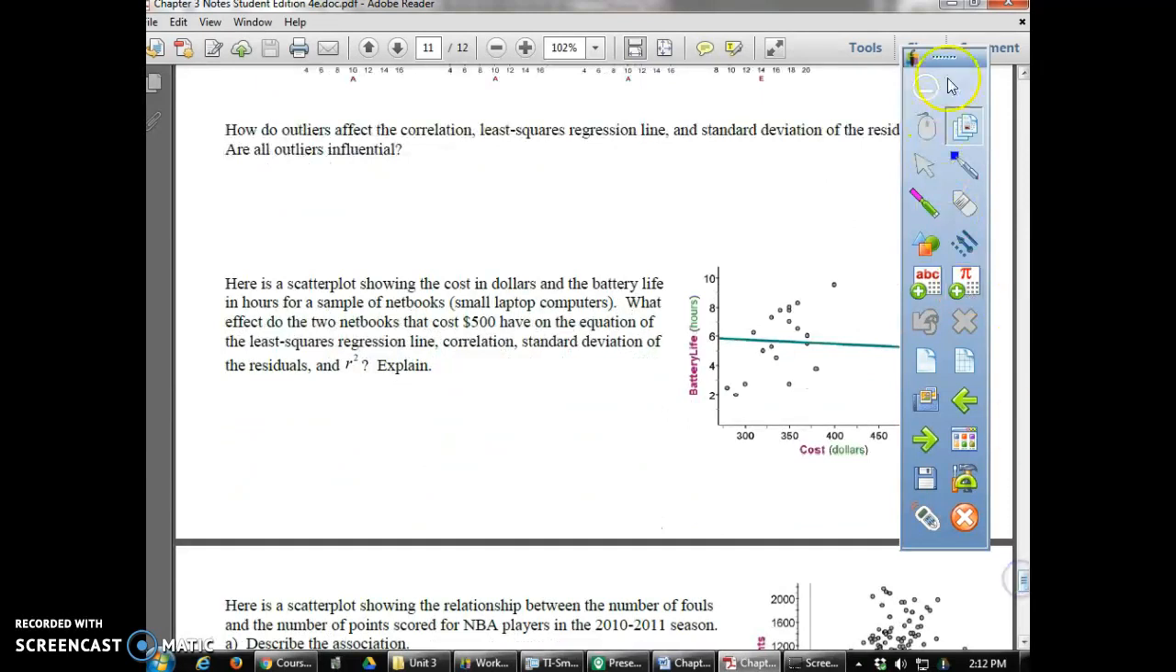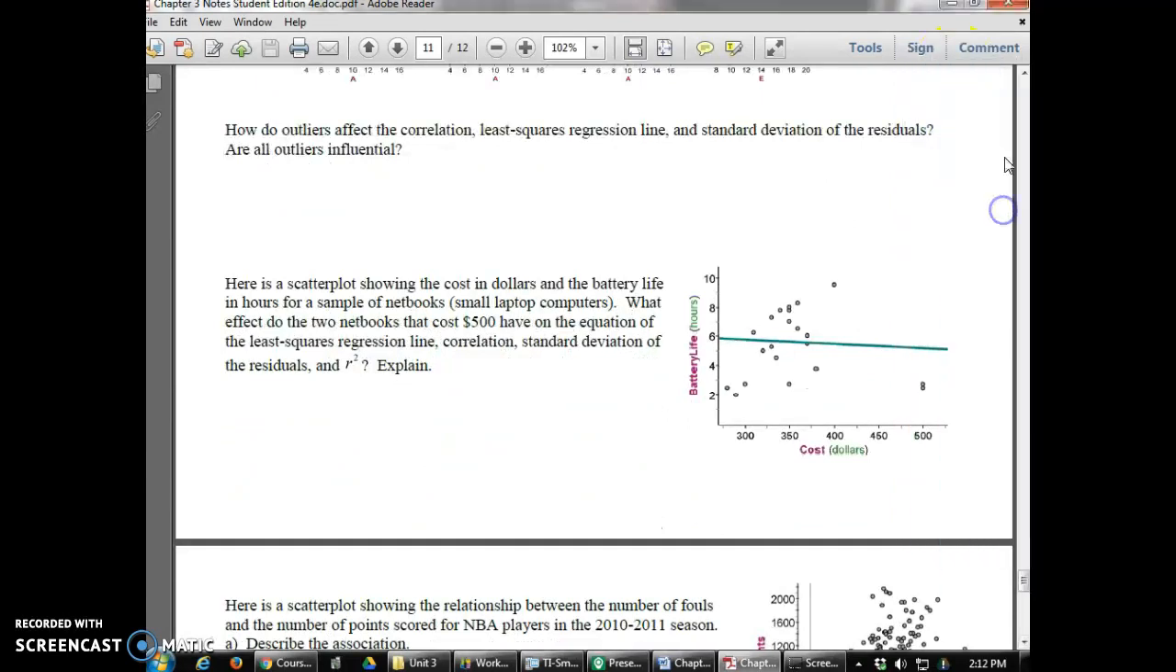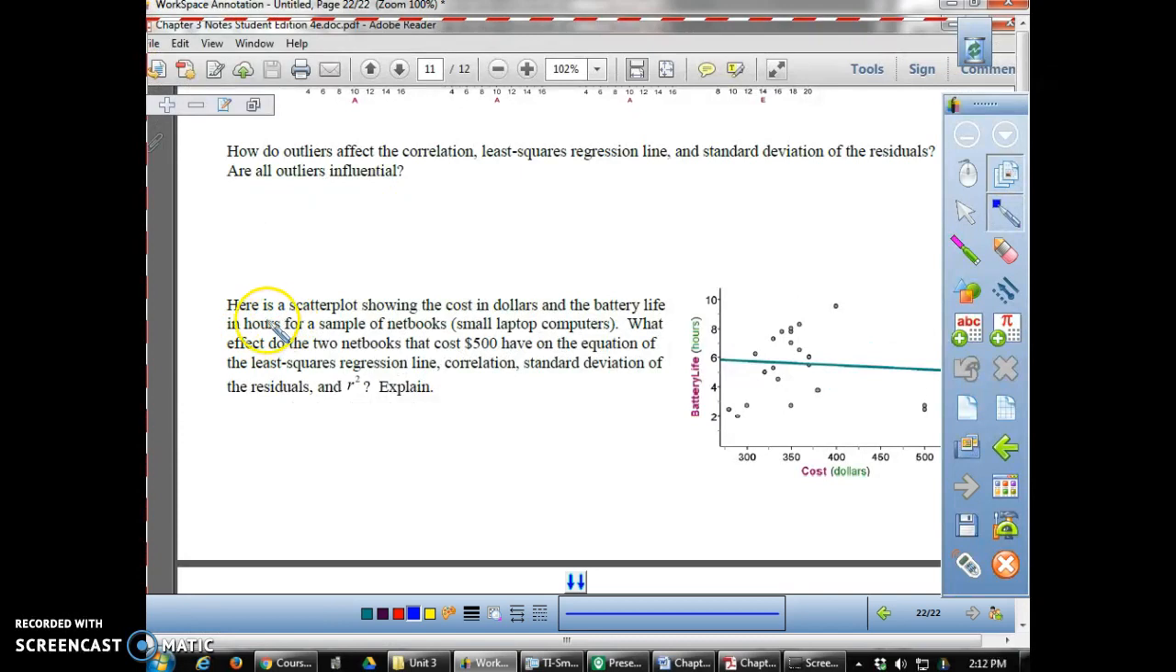So here's a scatter plot. And the question is, what effect did the two netbooks that cost $500 have on the equation of the least squares regression line, the correlation, the standard deviation, the residuals, and R squared? I'll do this from the perspective of if I took out the outliers, what it would look like.